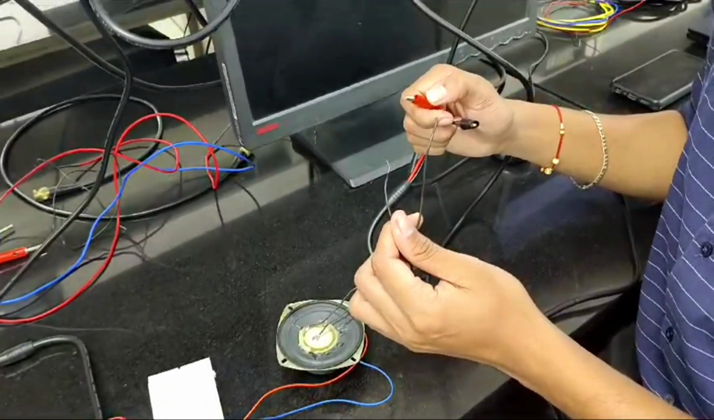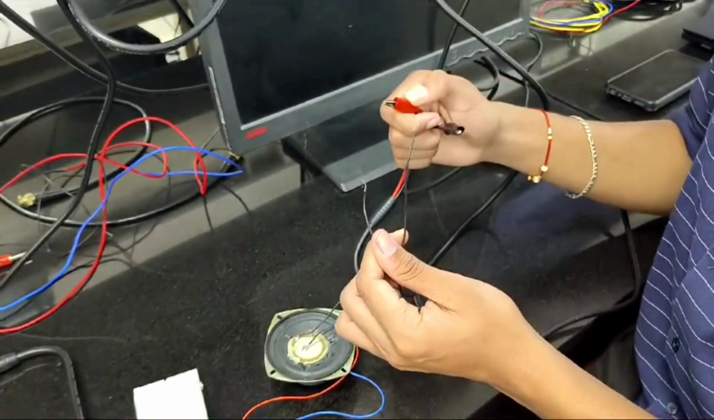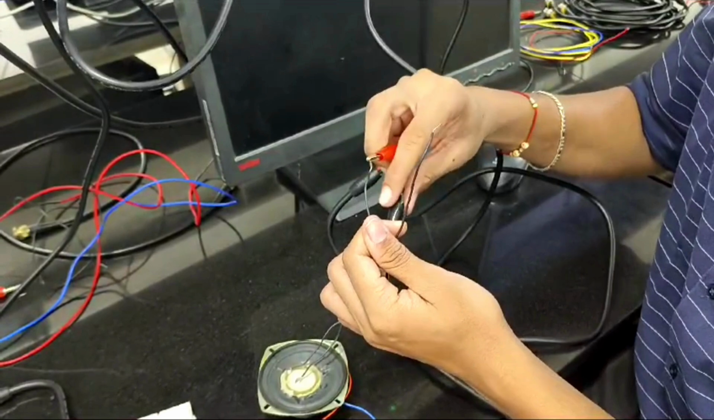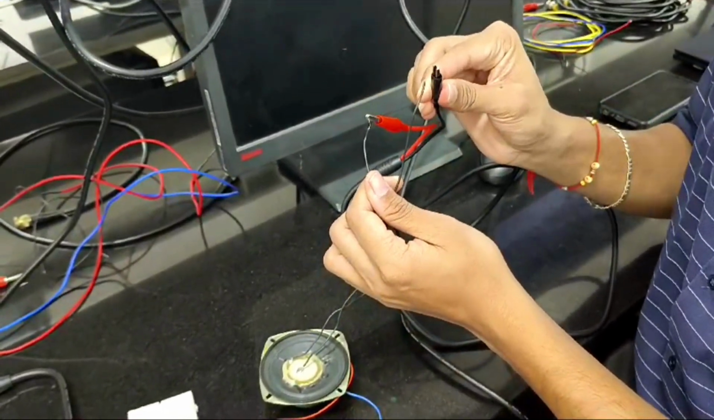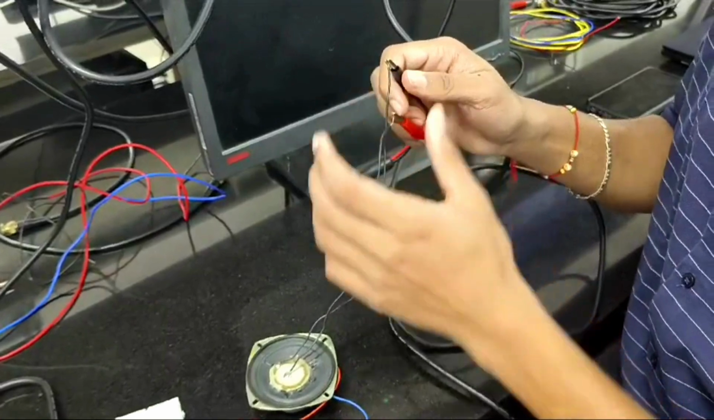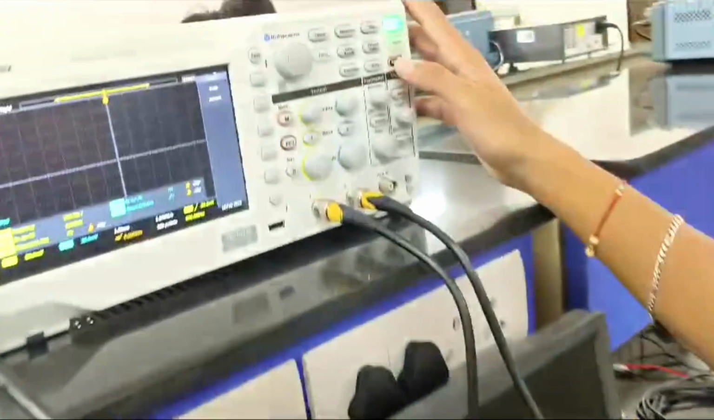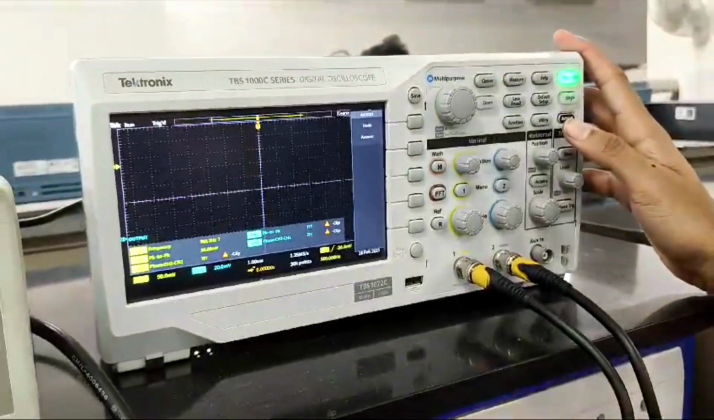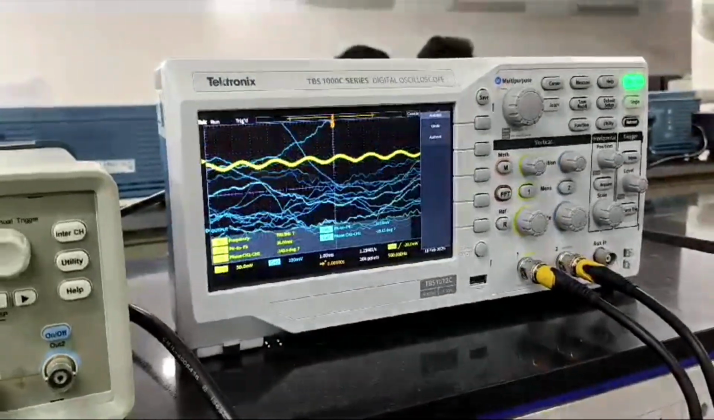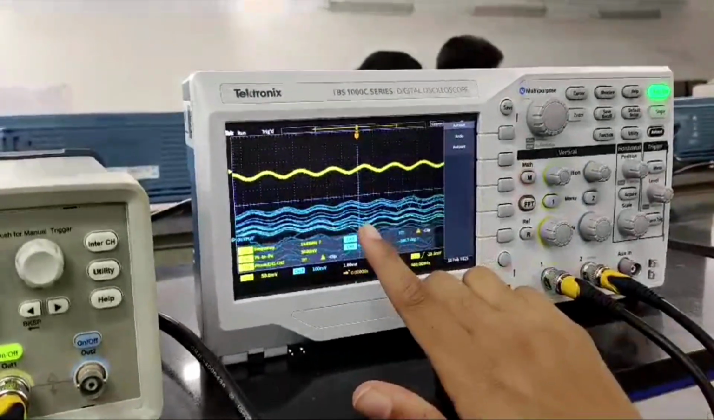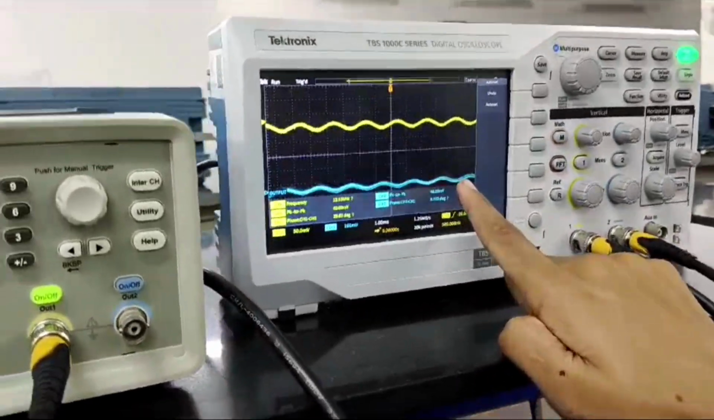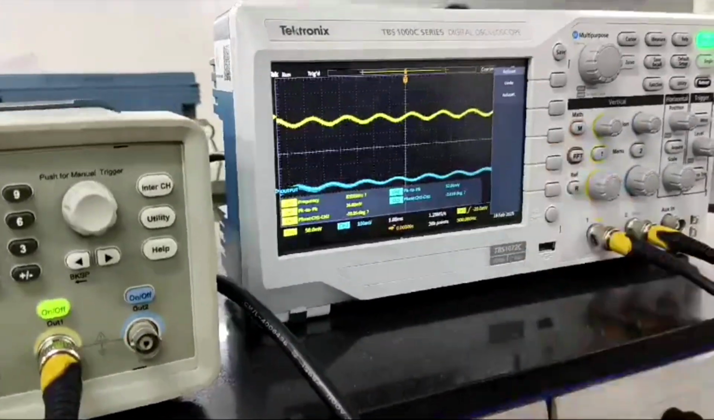Now to take the readings of the output, we have to connect this piezoelectric output to the oscilloscope. So I am connecting the terminals. Here we can see the output here. When we shake it, the graph will be coming. Okay. This is the graph of the output from the piezoelectric sensor.